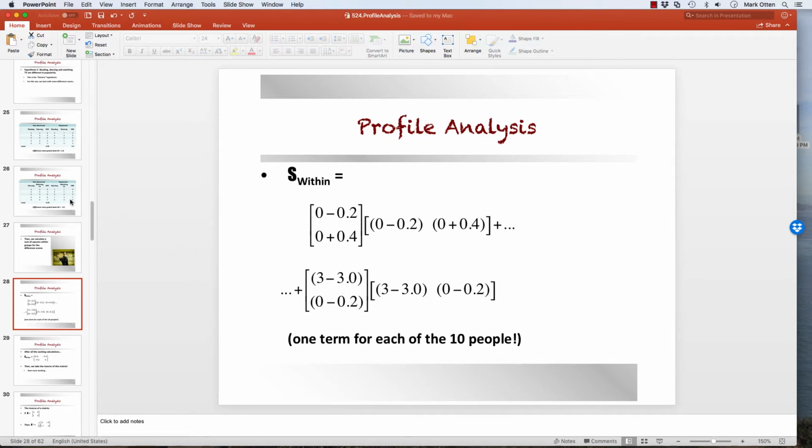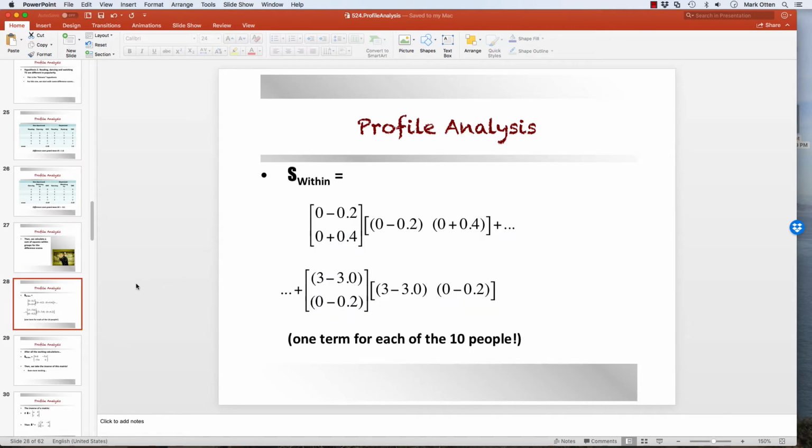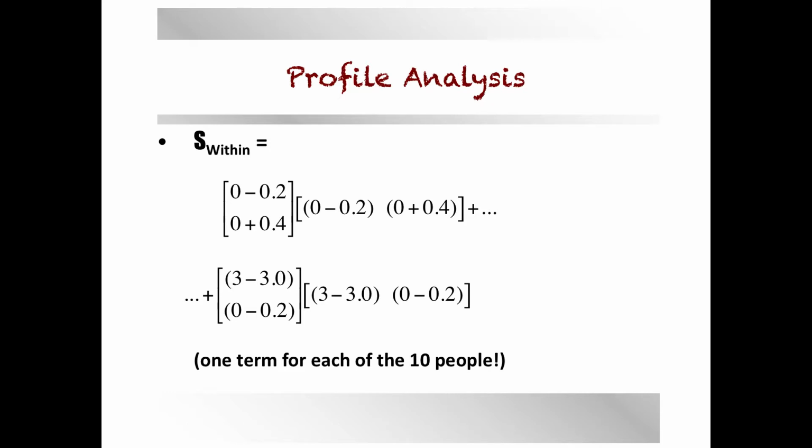Then we go to the next difference score list here. The 0 minus 0.2 comes from that same person. Here's the 0. And then the 0.2 comes from the depressed group on that particular comparison, dancing and watching TV. So you just need to follow it through. It's going to be one unique term for each of the 10 people. Like I said, if you're trying to trace this along and the video doesn't do it for you, let me know. We can meet in person and also go over it during class.